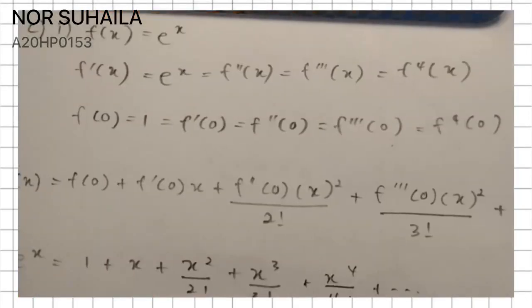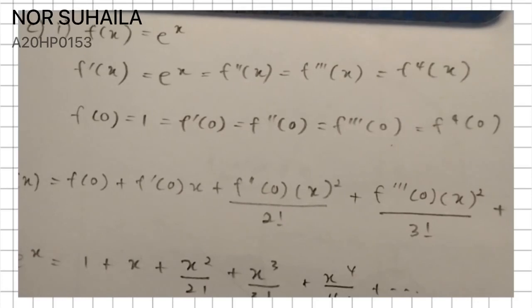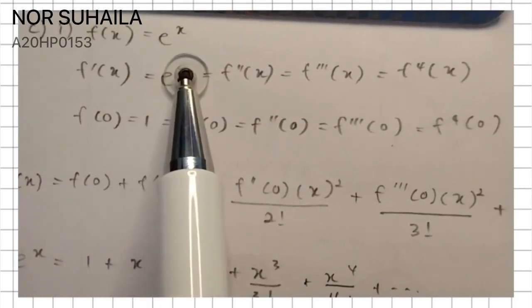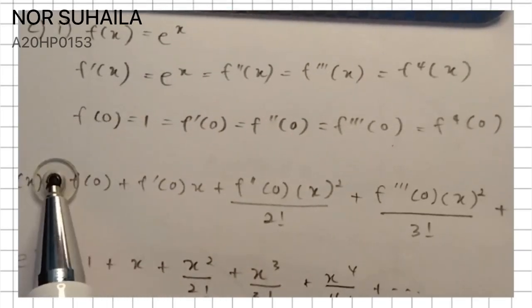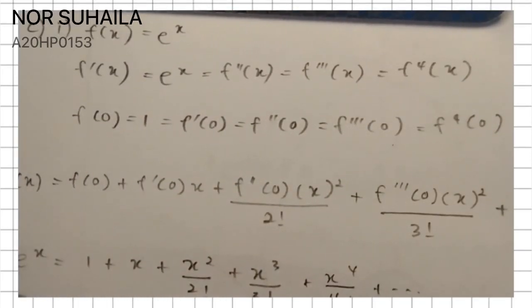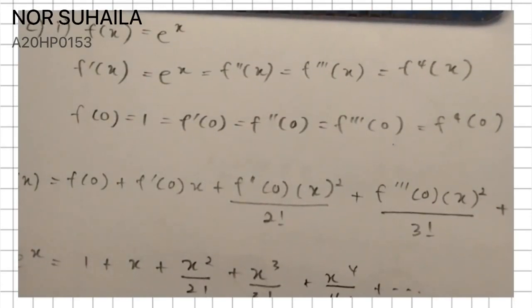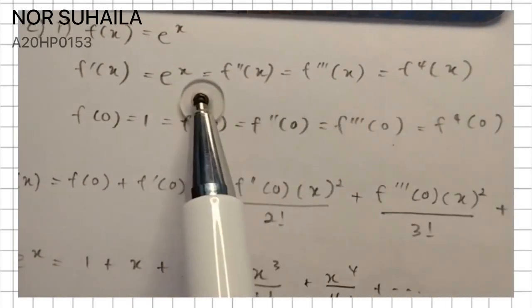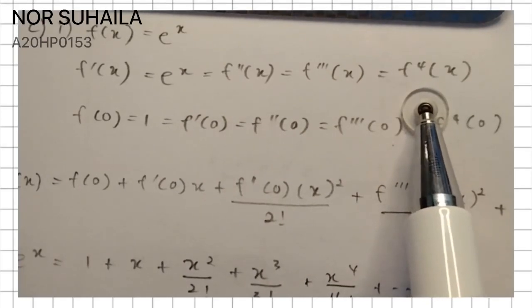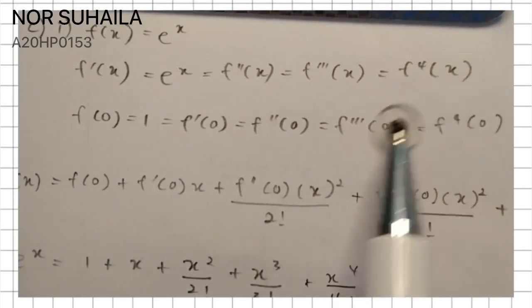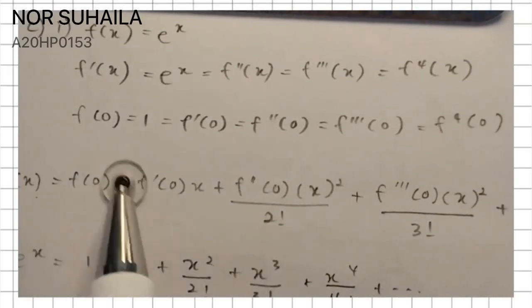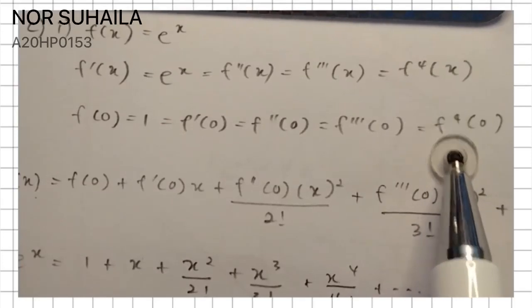So the question 2c, we need to consider the function f(x) equal to e^x. For part one, find the Maclaurin series for f(x) and determine its interval of convergence. So we need to differentiate f(x), and then we replace x with 0 to get f(0).